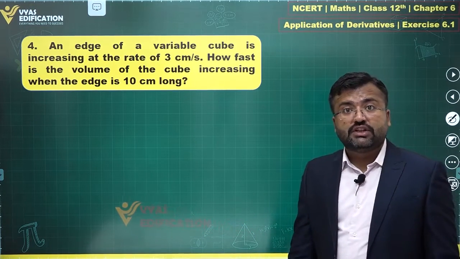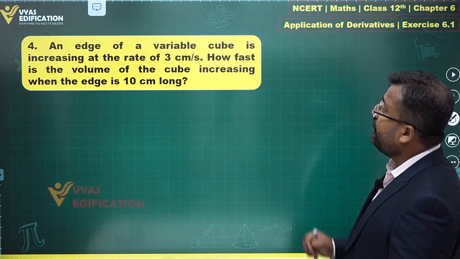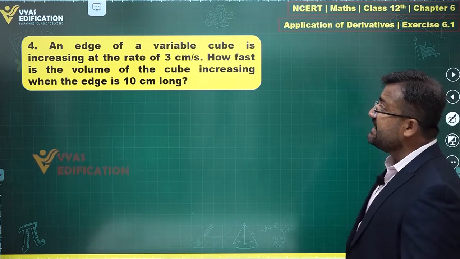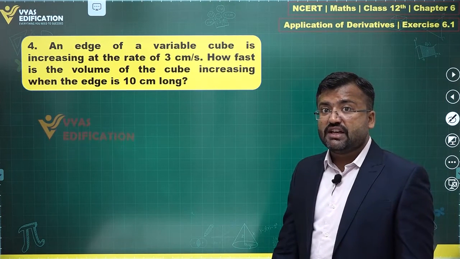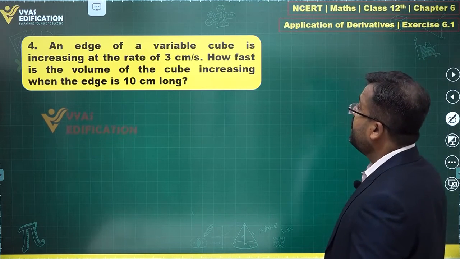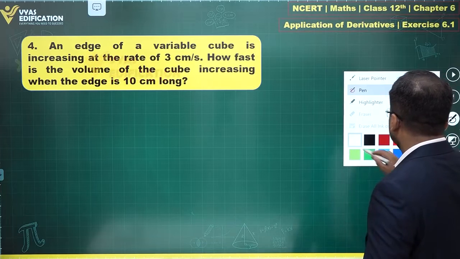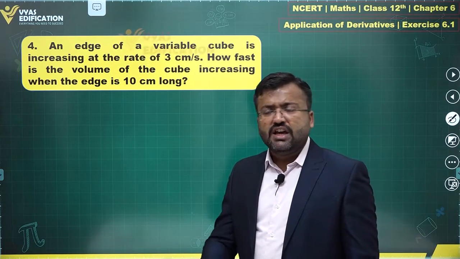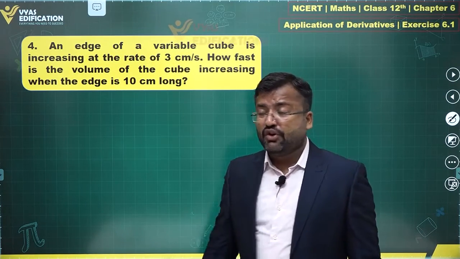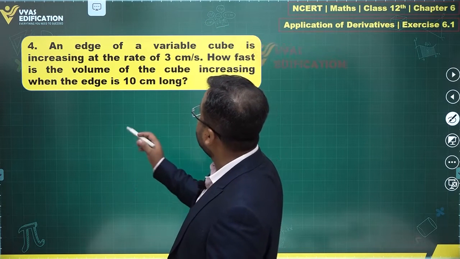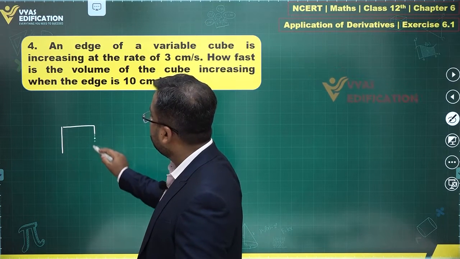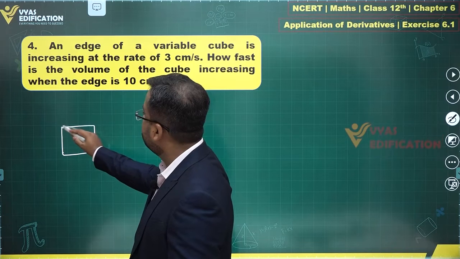The fourth question: an edge of a variable cube is increasing at the rate of 3 centimeter per second. You're given a variable cube. How fast is the volume of the cube increasing when the edge is 10 centimeter long? A relatively simple question. The second question was slightly more difficult, but this is relatively simple. We are given a cube, a variable cube, yes.